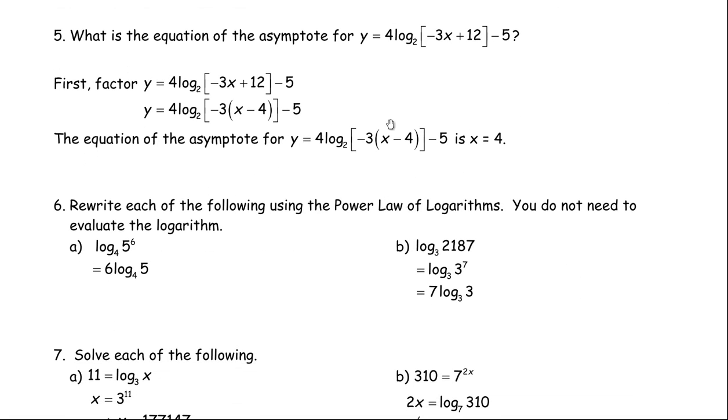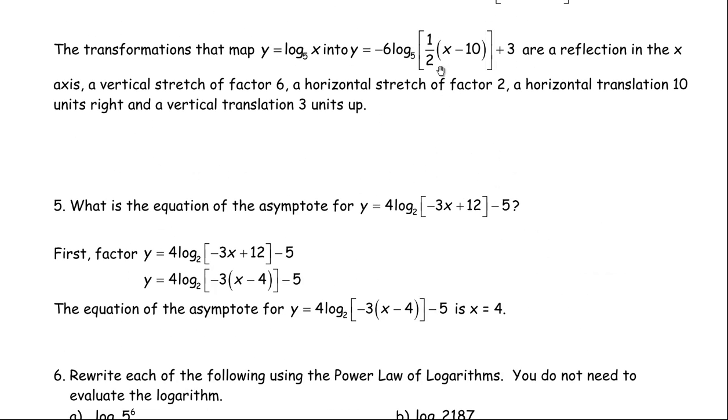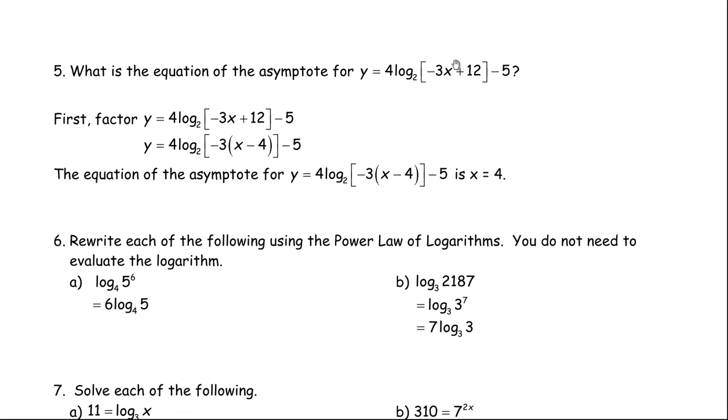Question number 5, what's the equation of the asymptote for this function? Now this needs to be in a factored form, similar to that one was in a factored form. So we have to factor the -3 out of the -3x plus 12. So if I do that, I'll get -3 and then x minus 4. And so the horizontal translation is actually the vertical asymptote. See, if there was no translation, the vertical asymptote would be the y-axis, or x equals 0. So because it's been shifted 4 units to the right, the vertical asymptote equation would be x equals 4.